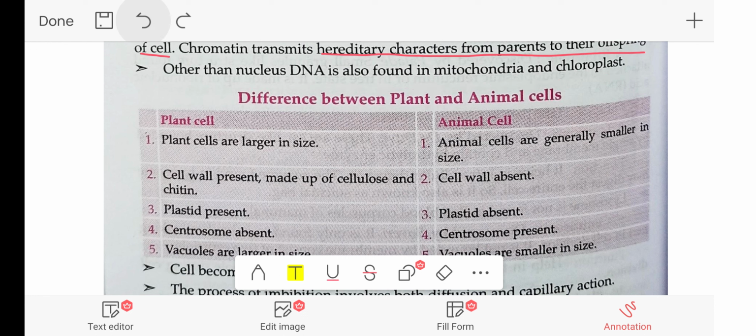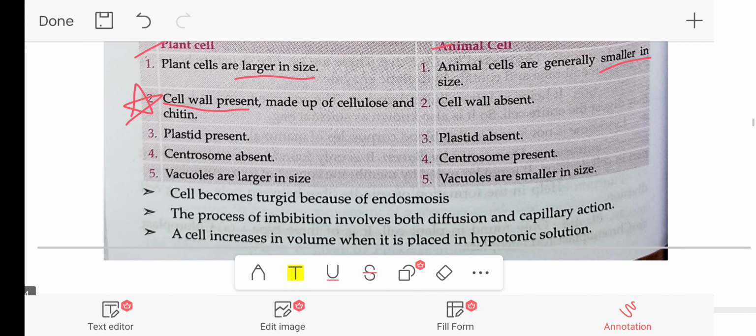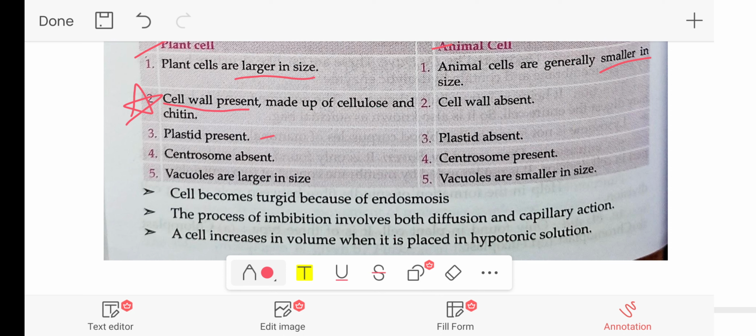Now we will read the difference between plant and animal cells. Plant cells are larger in size, and animal cells are generally smaller in size. In plant cells, the cell wall is present and it is made up of cellulose, but in animal cells the cell wall is absent. In plant cells, plastid is present, but in animal cells, plastid is absent. In plant cells, centrosome is absent, but in animal cells, centrosome is present. Vacuoles are larger in size in plant cells, but in animal cells, they are smaller in size.